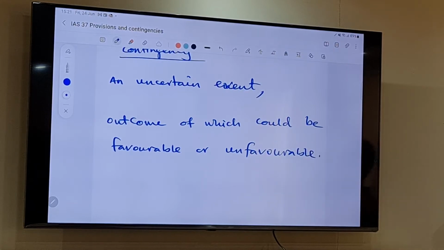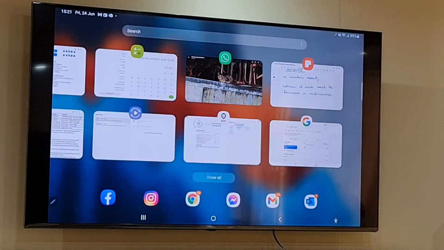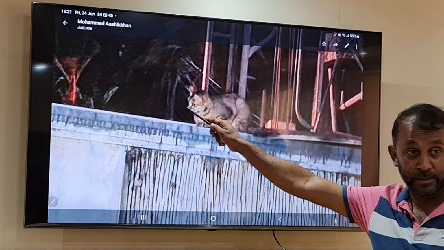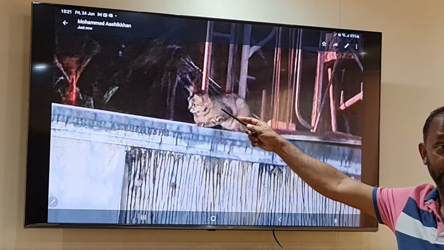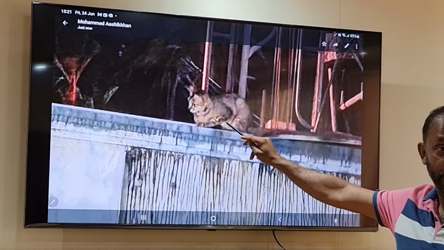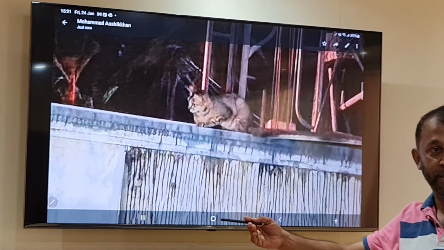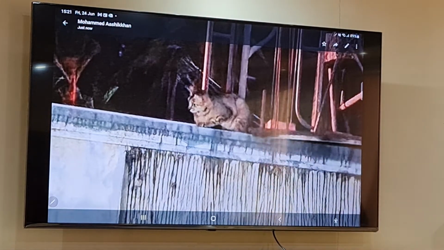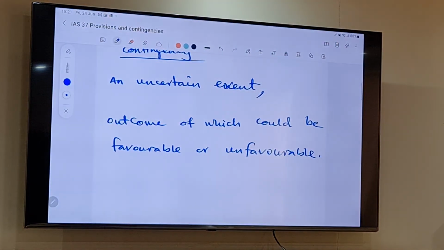unfavorable. Now, if I go back to this, you see there's a lot of steel rubble and concrete pieces. If he jumps that side, he might die. If someone comes and disturbs him, he will get tense and jump that side, and if he cannot manage his balance, he may end up on one of these steel pieces and die. So the outcome could be favorable or unfavorable. Both possibilities are there.